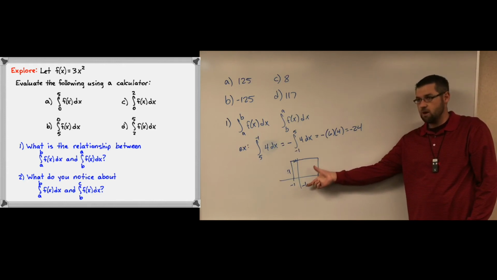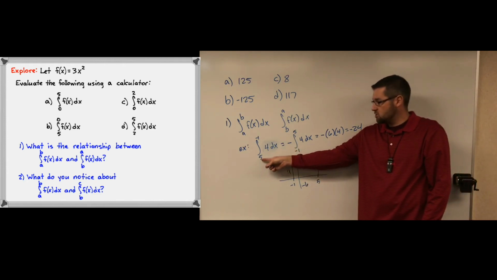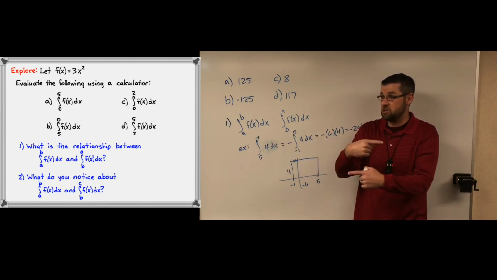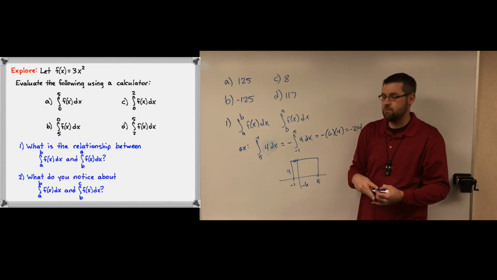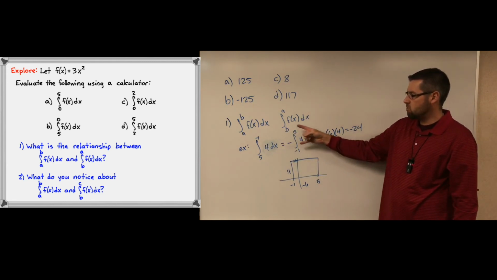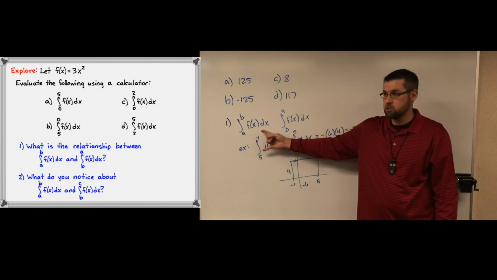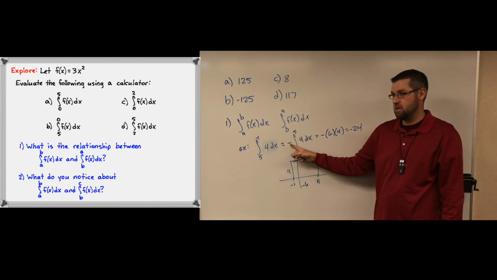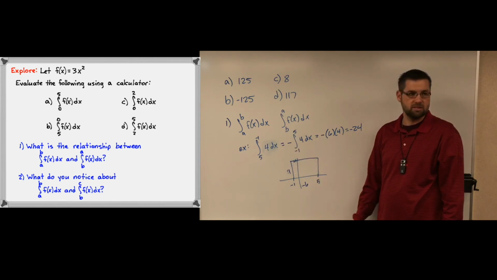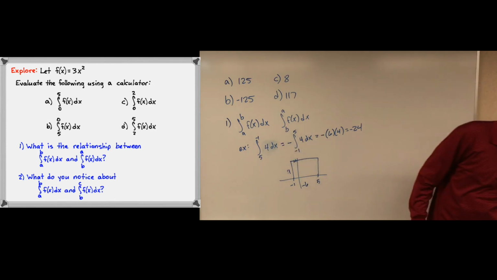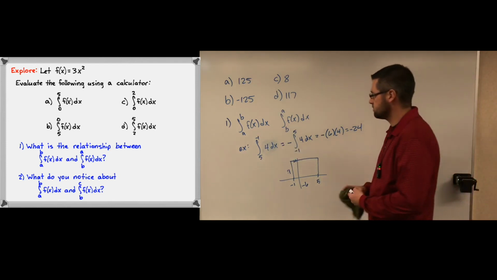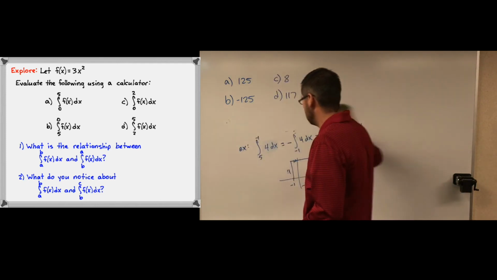So that's how you can view it graphically: I start here and I go here, so which direction did I go, and associate that sign. But analytically, you should be thinking, this is in the wrong order, so I'm going to flip it and make a negative out front. Does that make sense? Okay. What about number 2?